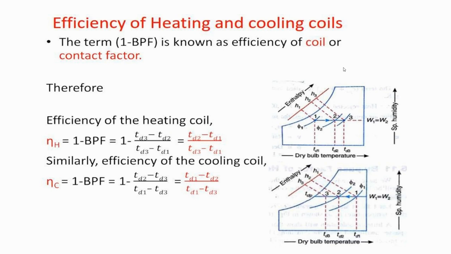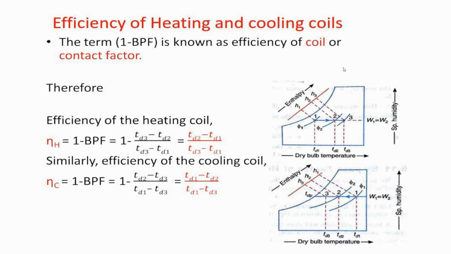So now moving towards our next topic, which is the efficiency of a heating and cooling coil. Now we have seen that the inefficiency of a coil is denoted by the bypass factor. So if we subtract inefficiency from 1, we will get the efficiency of a coil, because efficiency and inefficiency together make one single unit. Therefore, we can say efficiency is 1 minus bypass factor, it's directly given by that.